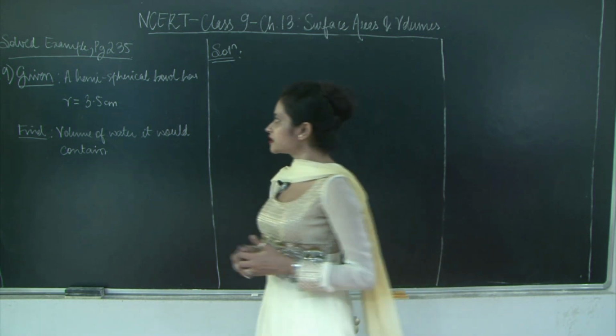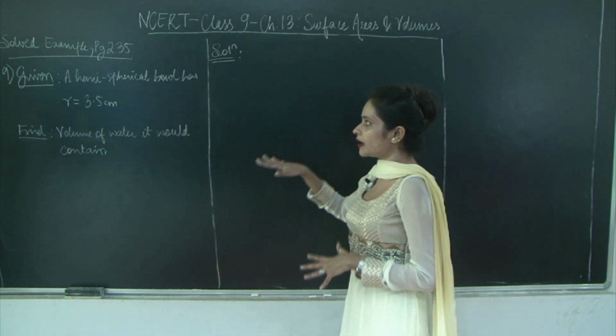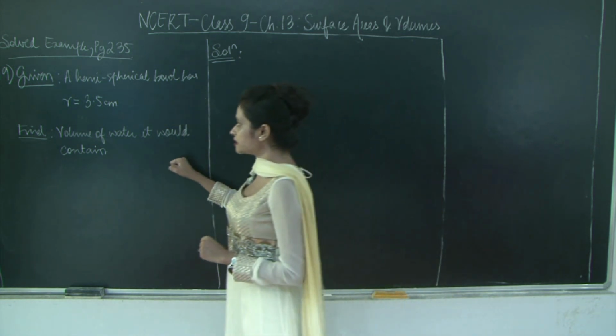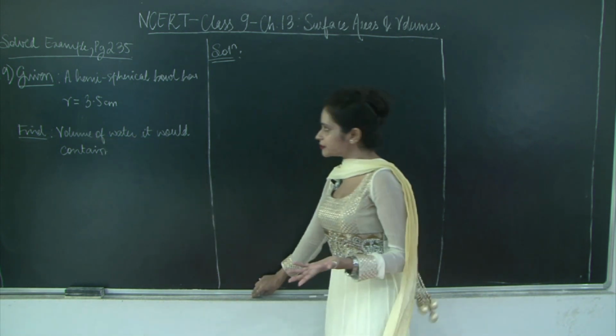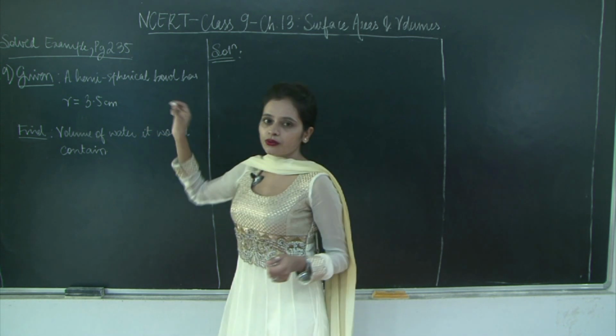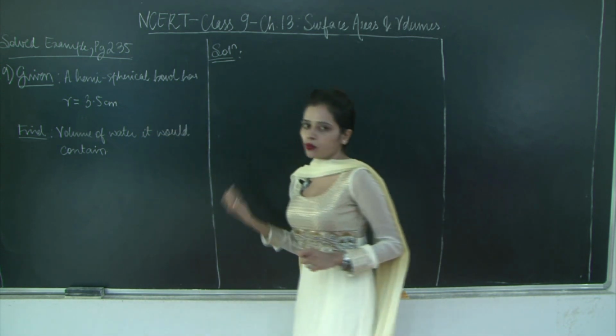Let us take a look at a solved example related to volume of hemisphere on page 235 of your textbooks. Question number 19. It states that a hemispherical bowl has radius 3.5 centimeters. You need to find the volume of water it would contain. So we are simply going to substitute the value of radius into the formula for volume of hemisphere, which is 2 upon 3 pi r cube, to find the volume.